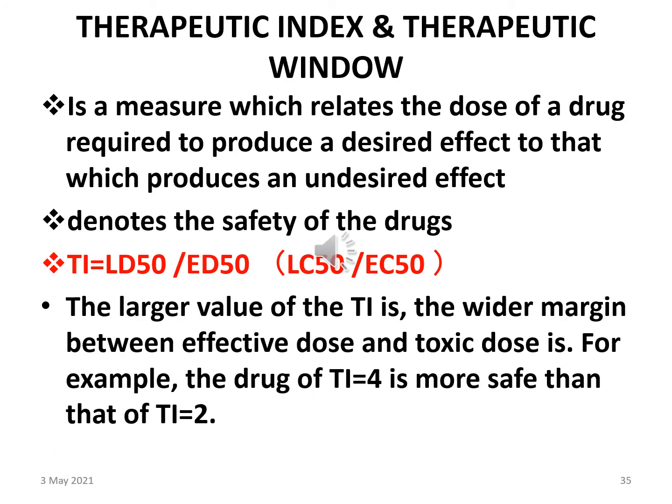Now, therapeutic index and therapeutic window is a measure which relates the dose of a drug required to produce a desired effect to that which produces an undesired effect. Denote the safety of the drug. يعني المقياس للسيفتي مال الدرج هو الثيرابيوتيك ويندو أو الثيرابيوتيك إندكس. Therapeutic index equals LD50, lethal dose 50, مقسومة على ED50. The larger value of TI is the wider margin between effective dose and toxic dose. That means it is safe. For example, the drug of TI 4 is safer than that of TI 2.